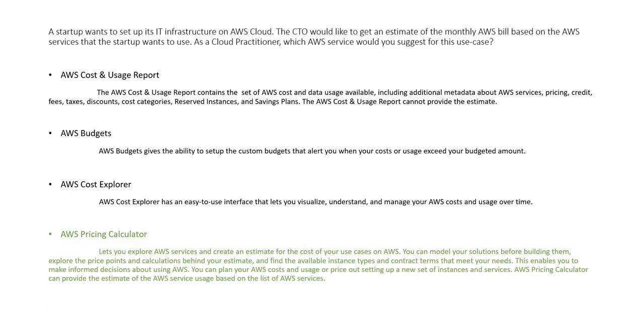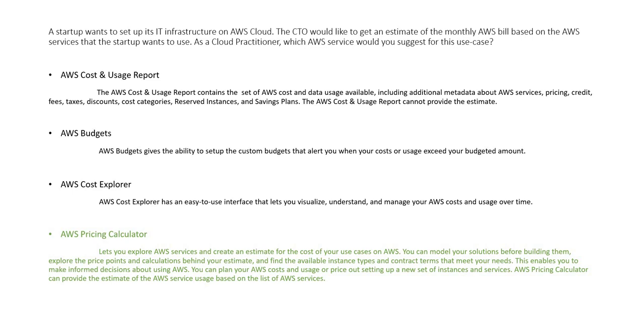The next option, AWS Pricing Calculator, is the correct option for this question. Why? It lets you explore AWS services and create an estimate for the cost of your usage on AWS. You can model your solutions before building them, explore the price points and the calculations behind your estimate, and find the available instance types and contract terms that meet your needs. This enables you to make informed decisions about your AWS. You can plan your AWS cost and usage or price out setting up a new set of instances and services. AWS Pricing Calculator can provide the estimate of AWS service usage based on the list of AWS services.